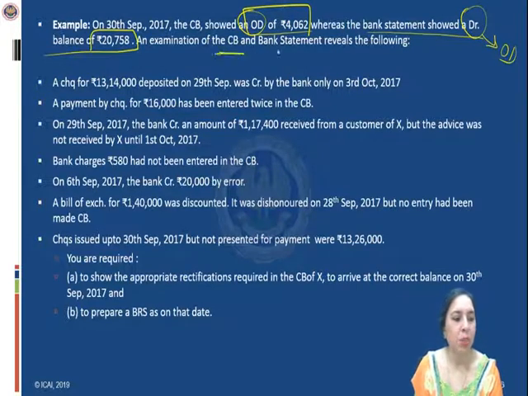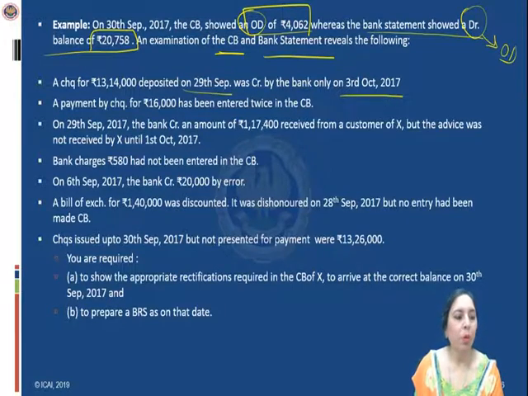Now examination of cash book and bank statement reveals the following differences. So differences are given and what you are supposed to do, that has also been mentioned in this example. Let's go through the transactions. A check of rupees 13,14,000 was deposited on this date, but credit was given on 3rd October 2017.